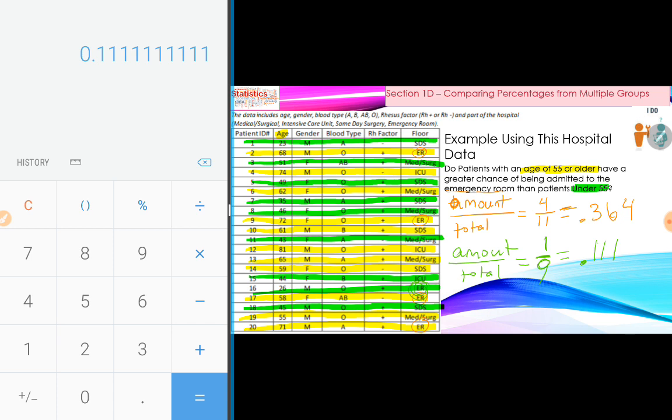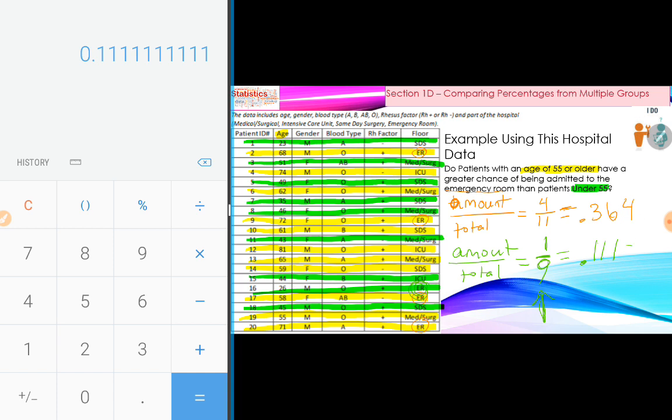So this is how I calculate the probability for each of these groups, and this is called a conditional probability or conditional proportion, because they're different groups. It's not from the total of 20. The orange yellow one is only the group of 55 and older, so it's conditional on that 55 or older group, so the total is 11. So that's a conditional probability. Okay, so these are the two groups.